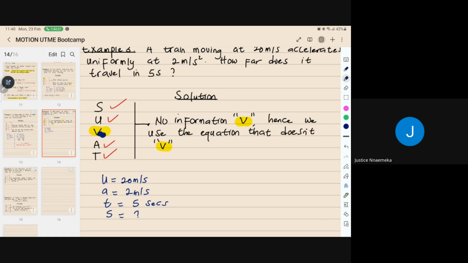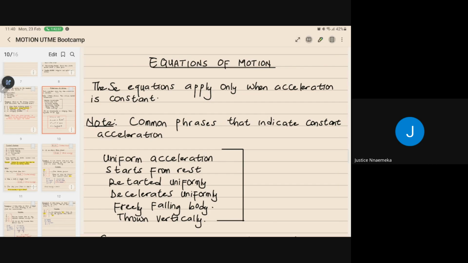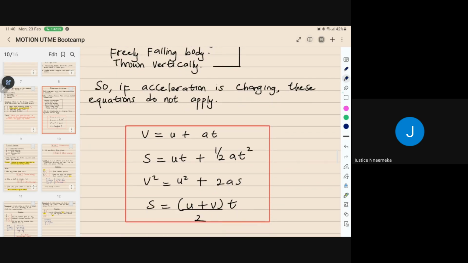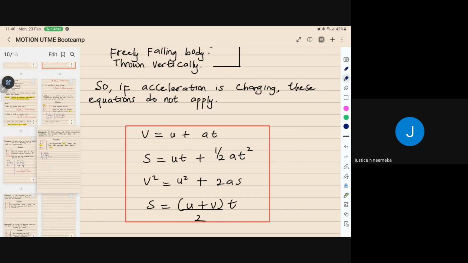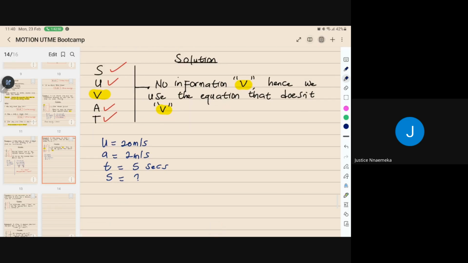So what am I expected to do? I will check for the equation that does not contain V. That's the equation I'm going to use. Which equation does not contain V? The one that does not contain V is the second one. So I'm using the second one: S equal to UT plus half AT squared.